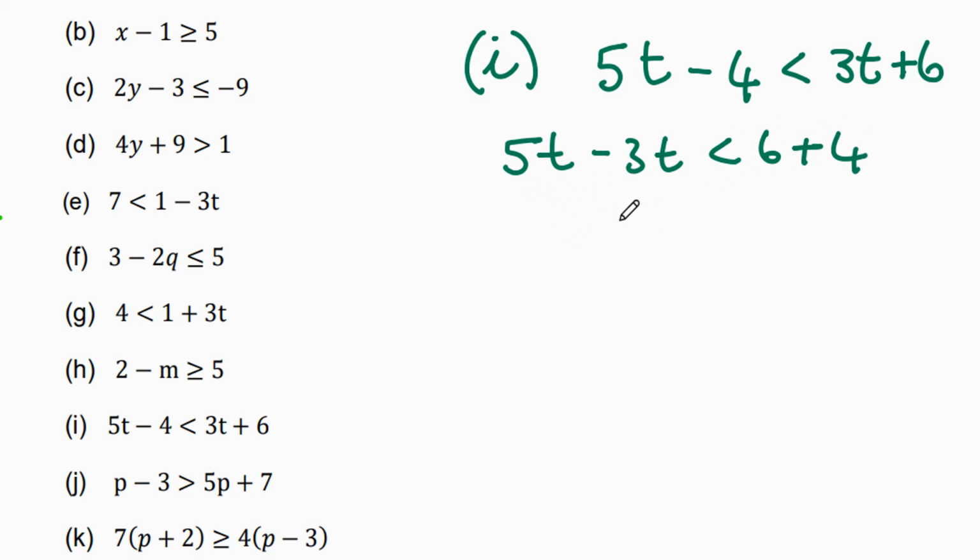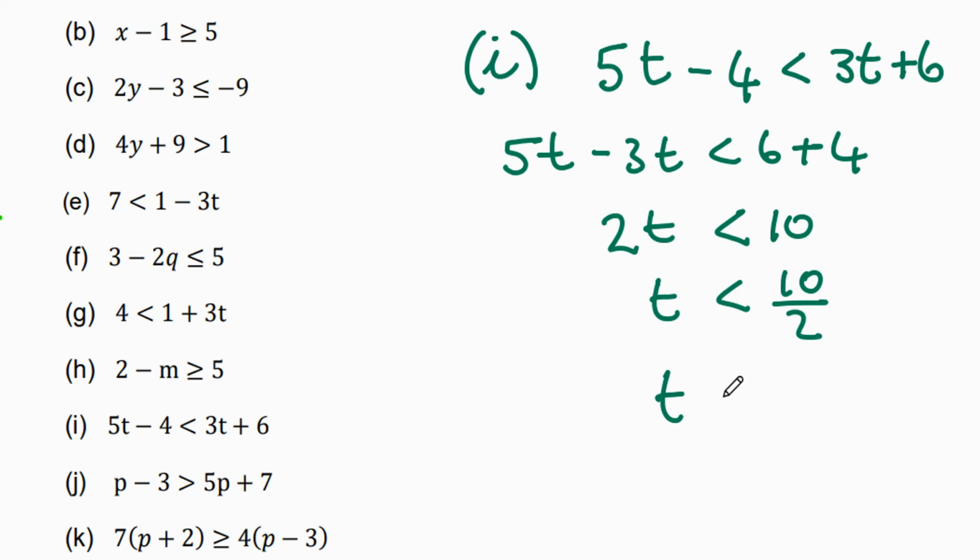So on the left-hand side, we have 2t. And this is less than 10. Now we simply divide the 2 into the right-hand side, and we end up with t less than 5.